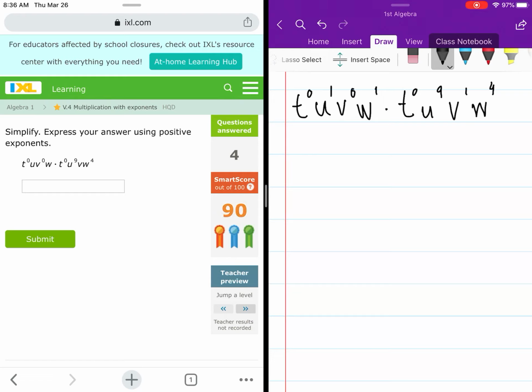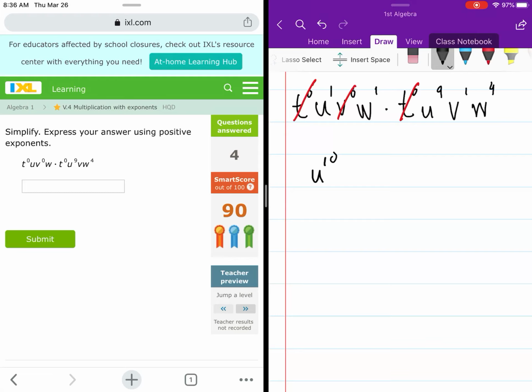Okay, then remember, anything with a 0 is 1 and you don't really have to write it again. So I'm just going to scratch them off. I don't need this one, I don't need this one or this one. Okay, so I no longer have T. I don't have to write the T anymore. Then the U, I have 1 U here and I have 9 U's here. So I have U, 1 plus 9, 10.